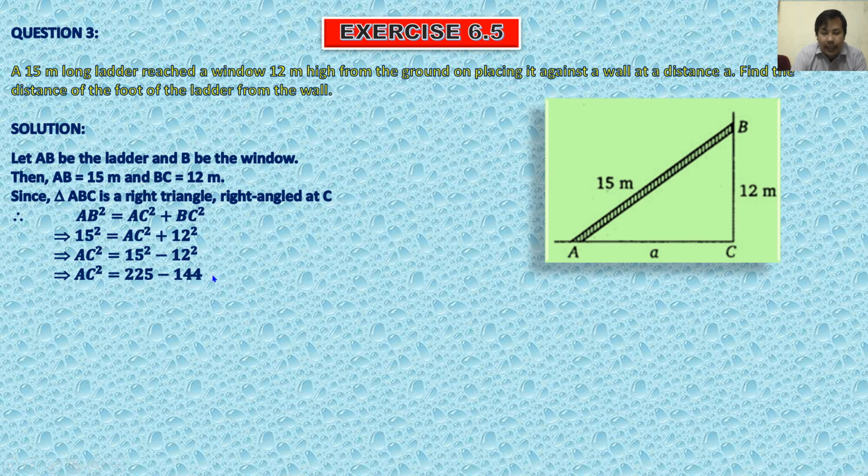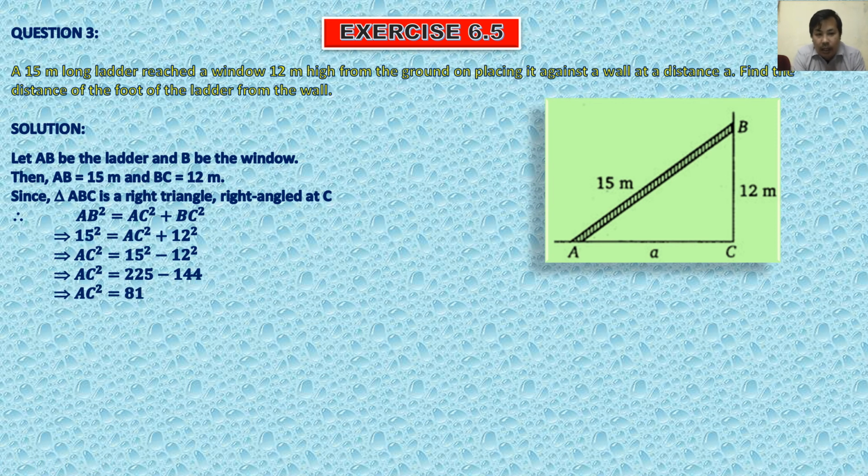Clear? See, square means we have to multiply the same number: 15 into 15. Here 12 square means 12 into 12. So 15 15s are 225 and 12 12s are 144. So AC square is equal to 225 minus 144, and we get AC square as 81 here.